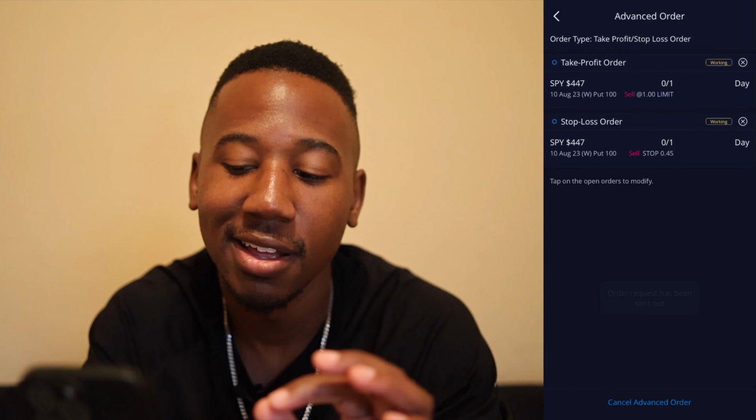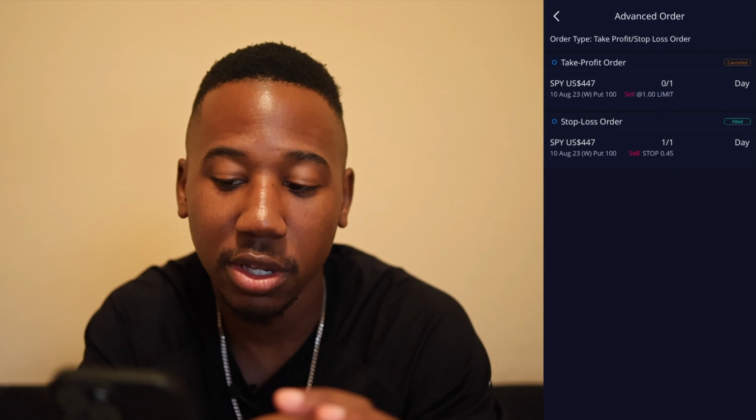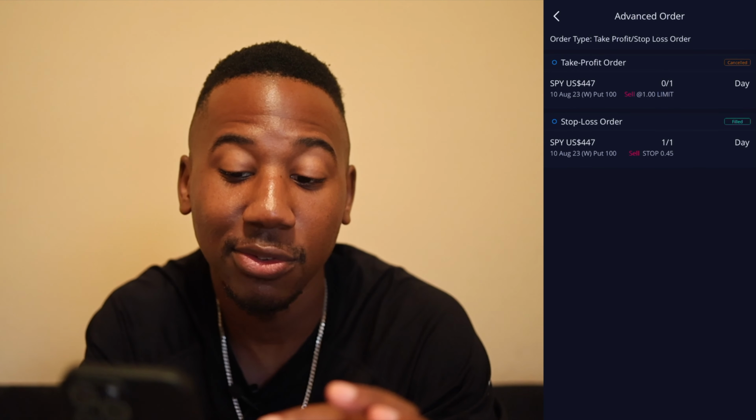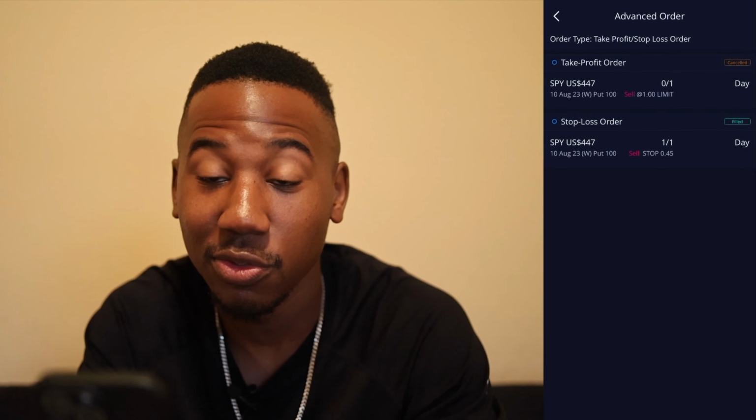And then this is what it looks like once it is executed. You will either see that the upper end got filled or the lower end got filled. So it executed the stop loss at 45 cents. That is how you use the take profit stop loss.